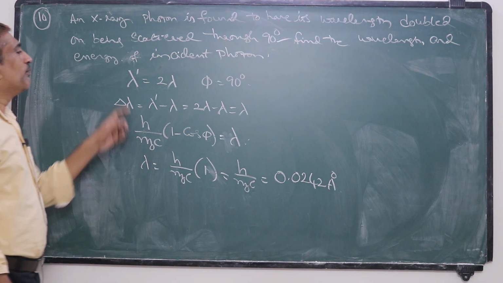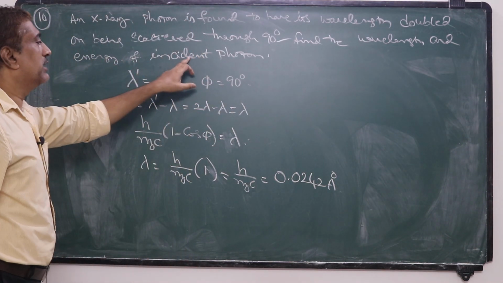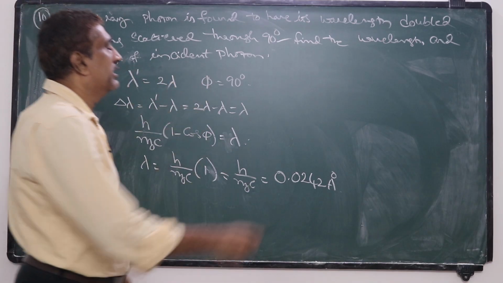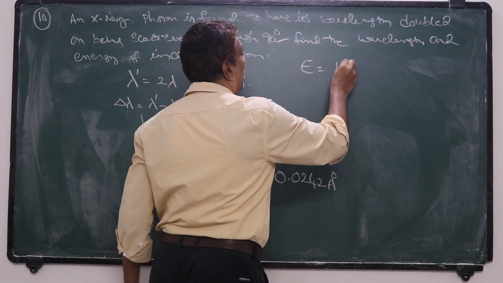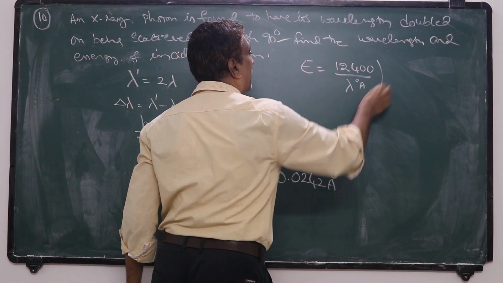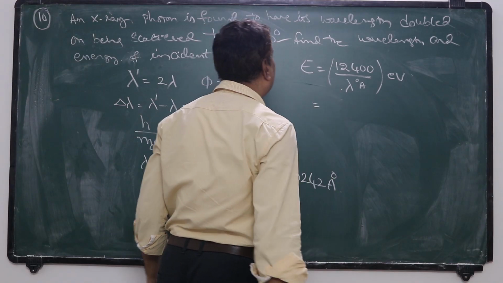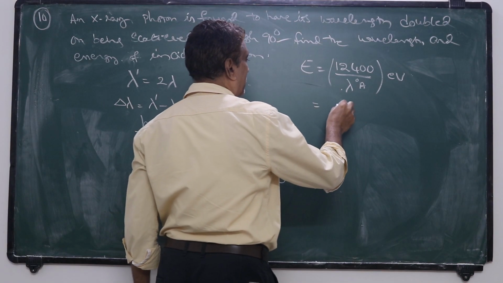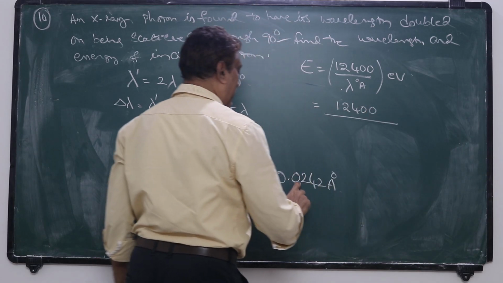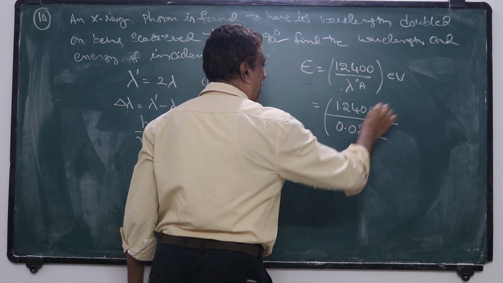Now you also have to find the energy of the incident photon. If this is the wavelength of the incident radiation, then the energy of the radiation we can calculate directly. E is equal to 12400 by lambda in Armstrong, and we will get it directly in electron volt. That is equal to 12400 by 0.0242 electron volt.